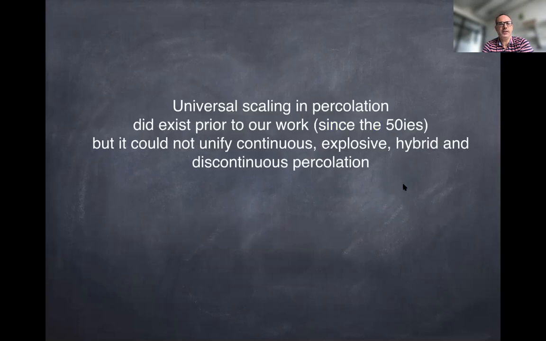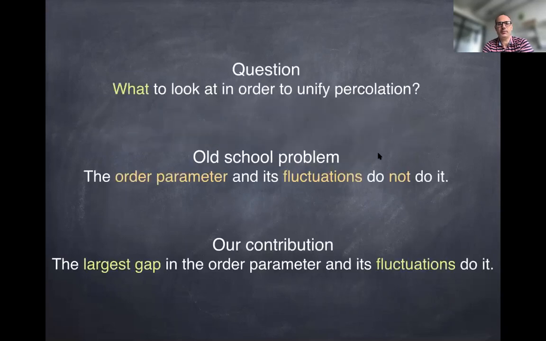So universal scaling in percolation did exist prior to our work, like many decades since the 50s, but it could not really unify continuous, explosive, hybrid, and discontinuous percolation. So the question is what to look at in order to unify percolation. And the old school problem is the order parameter and its fluctuations do not do it. So our contribution is the largest gap in the order parameter and its fluctuation do it.